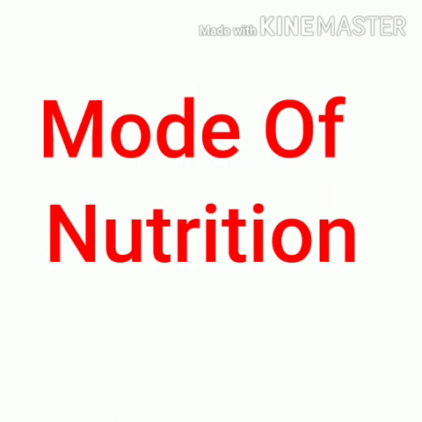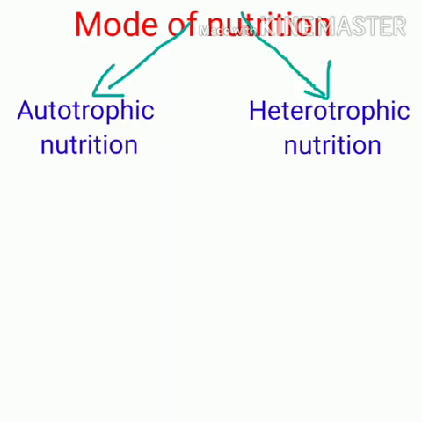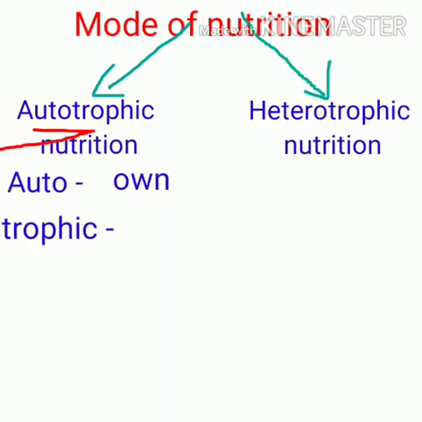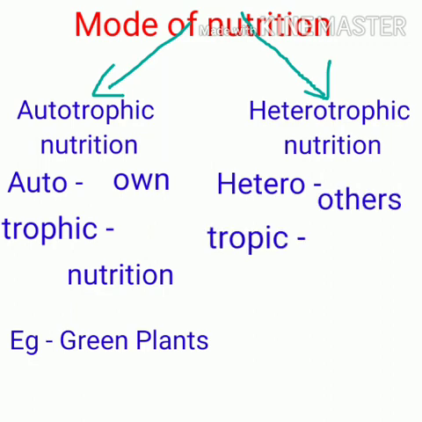According to the mode of nutrition, plants are divided into two categories: autotrophic and heterotrophic. In autotrophic, auto means own, trophic means nutrition. Under this, the plants can prepare their own food. Heterotrophic: hetero means other, trophic means nutrition. So in this, the plant obtains nutrition from other organisms or other things, and we call it heterotrophic.